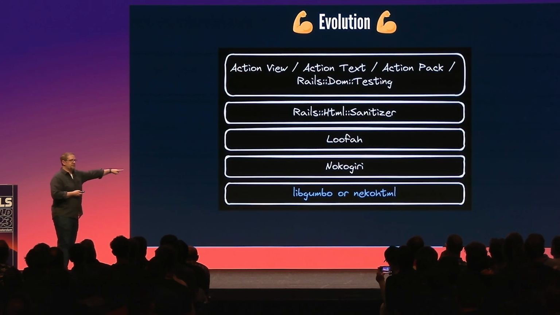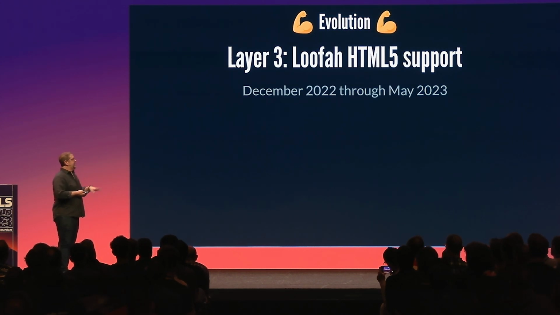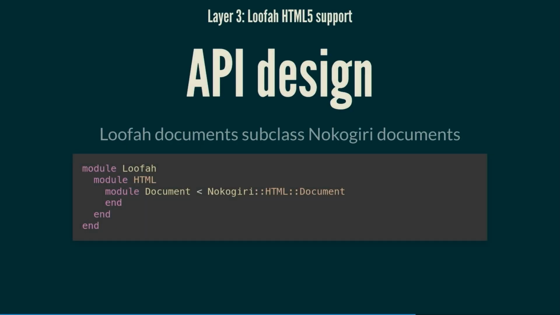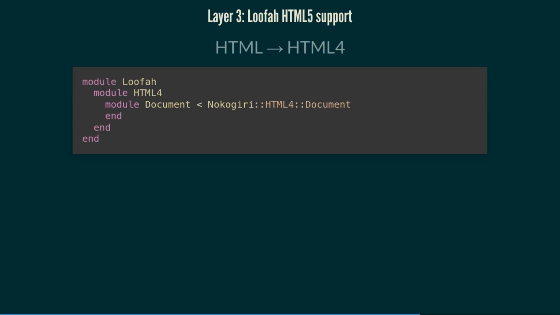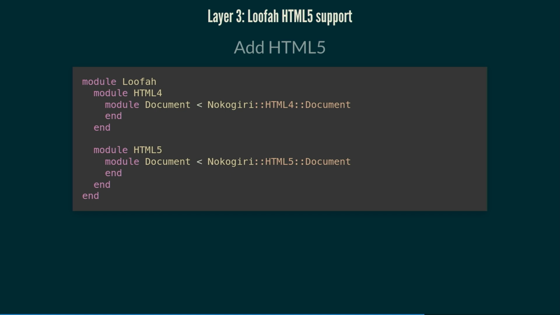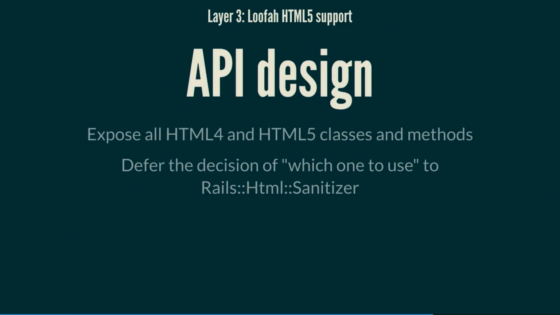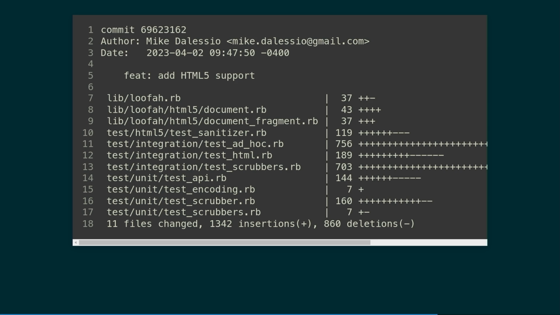All right, let's pop the stack. We'll update the lower level. We'll pop the stack up to Loofah. Loofah update took about 6 months. The code was actually not that hard. So Loofah, if you recall, inherits from Nokogiri HTML document. So first thing you do is we'll rename it to HTML4. Excellent. We'll make a new one that's HTML5. Excellent. We do the same thing for document fragments. We do the same thing for the helper methods. Like, boom, we expose everything, and then we let Rails HTML Sanitizer figure out which one it wants to use to defer that decision. So why did it take 6 months?